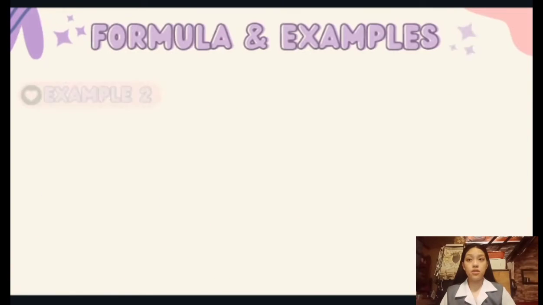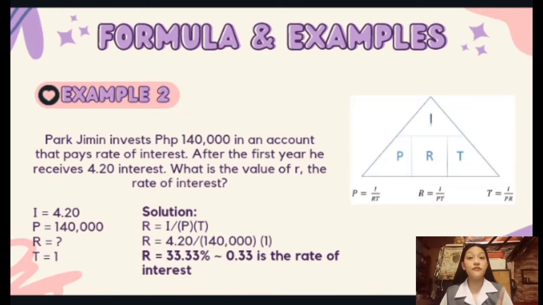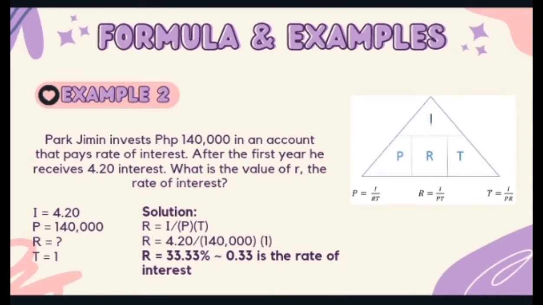Next example. Park Jimin invests 140,000 in an account that pays rate of interest. After the first year, he receives 4.20 interest. What is the value of R, the rate of interest? Use your scientific calculator to solve this problem.